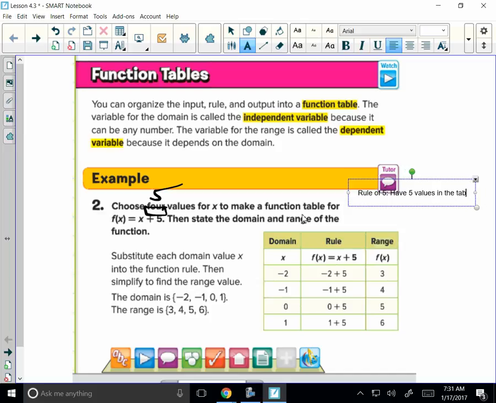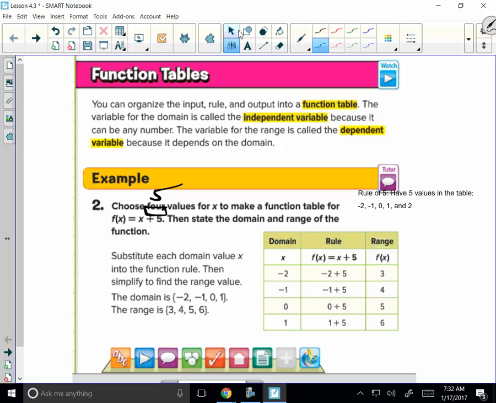And usually those values are going to be -2, -1, 0, 1, and 2. So that gives you 2 negatives, 0, and then 2 positives. That's why we want to do the rule of 5, so that we have different representations of positives and negatives. So if you look right here, they give you the function f of x is equal to x plus 5. So that's our rule or our equation. That's what goes in the middle here.